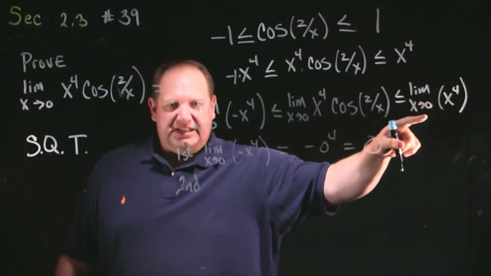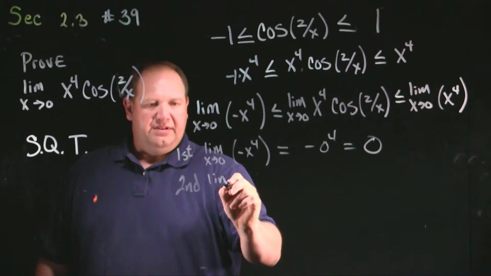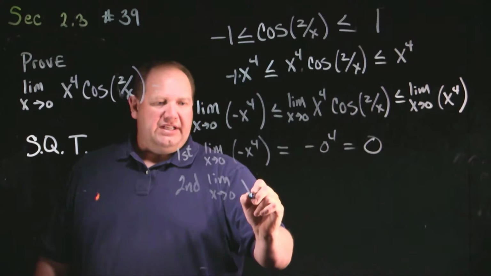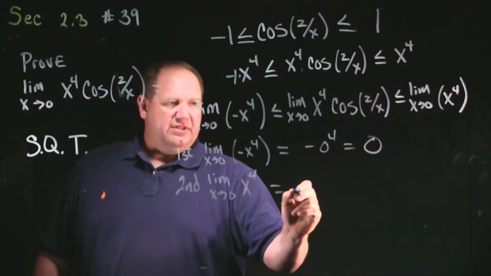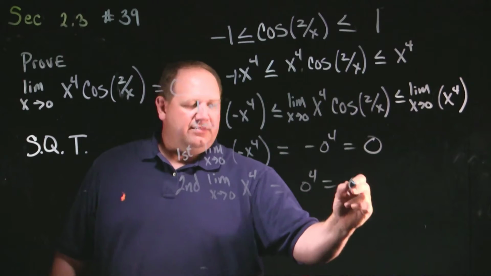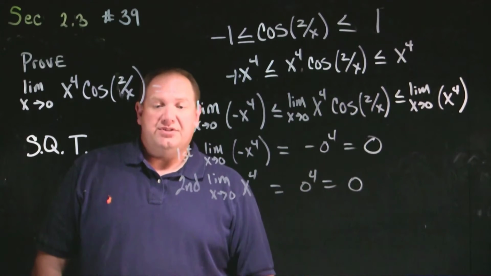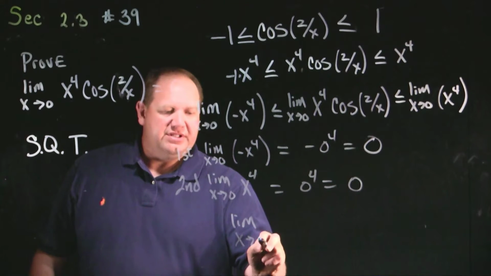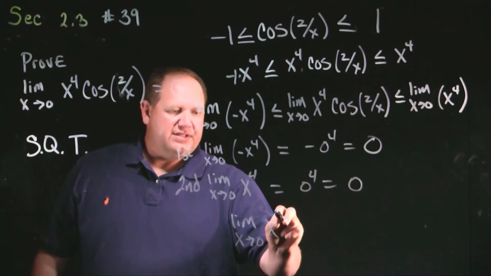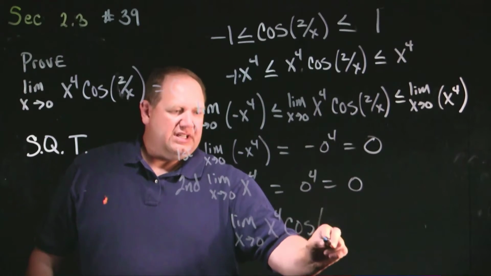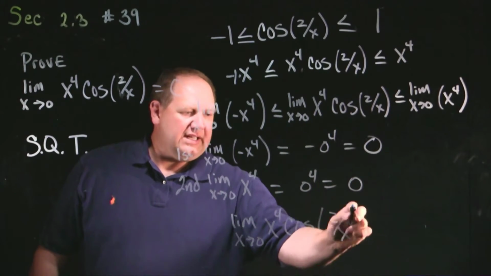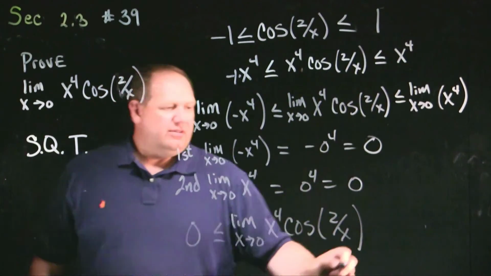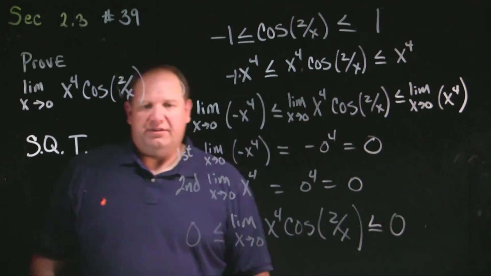From the other side, I have the limit as x approaches 0 of x to the fourth. Well, that's equal to 0 to the fourth, which is equal to 0. So now I have the situation where the limit as x approaches 0 of x to the fourth cosine of 2 over x must lie somewhere between 0 and 0.